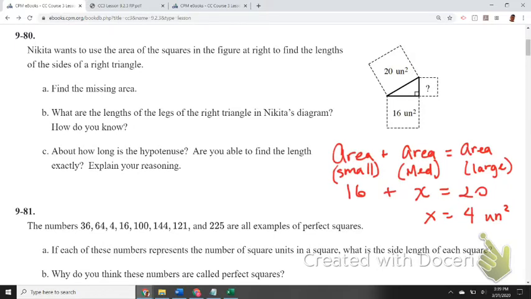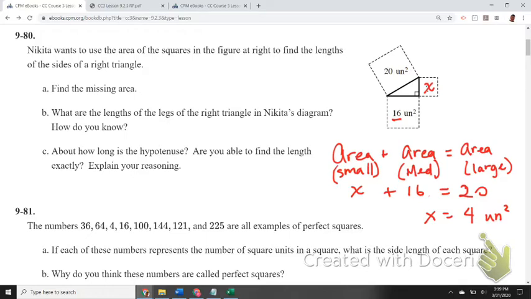Welcome back. At this point you should have been able to find the missing area of that small square. Actually, let me reverse a couple of things here. Not that it really matters much, but the area of the small square is what we're trying to solve for. If the area of the small square is unknown, we're going to call that x, plus the area of the medium square, which is 16, it should equal the area of the large square. So I just have x plus 16 equals 20. If I subtract 16 on both sides, I get the area of the small square is 4 units squared. UN stands for units.